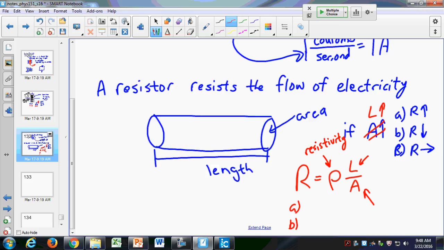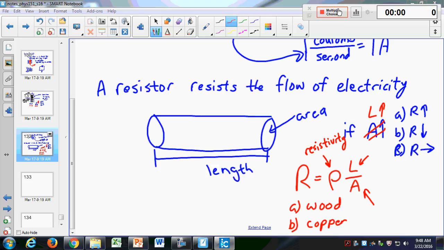Let me ask you a question. Which of these has the higher resistivity? Does wood or copper have the higher resistivity? Which of these materials, wood or copper, has a bigger value for rho?